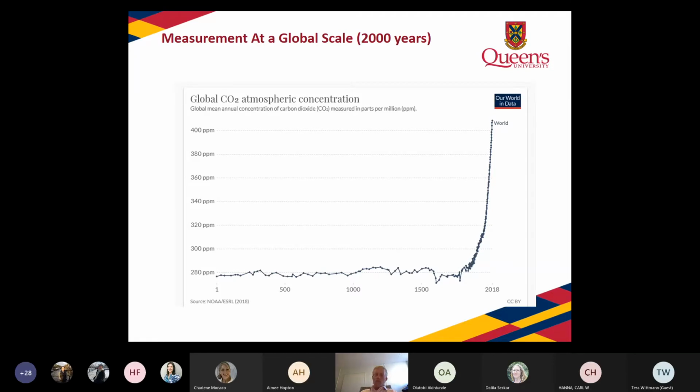So this is a 2,000 year scale looking back at the trend in global atmospheric CO2. And you can see that really since the Industrial Revolution, we've seen a huge uptake in the carbon content in the world's atmosphere. And that's really what's driving climate change.